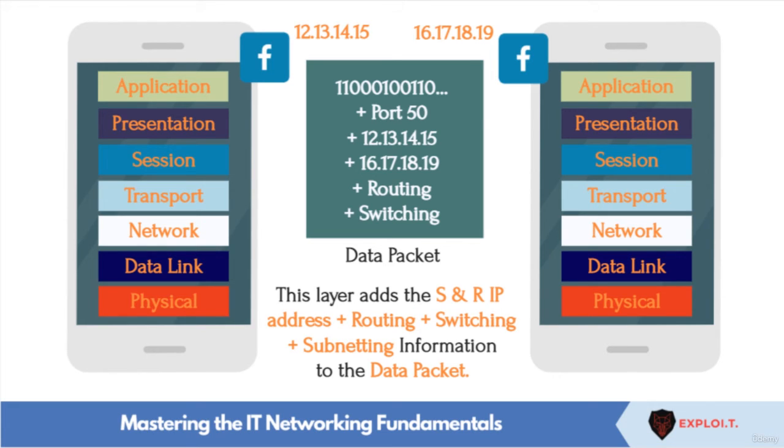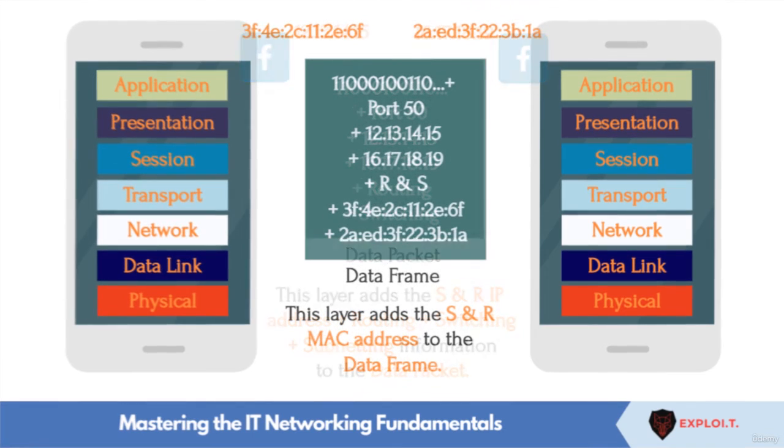So this network layer adds the IP addresses, that is the sender's and the receiver's IP addresses, along with the routing, switching and subnetting information. When this information is added to the packet, it then goes to the layer below, that is the data link layer.